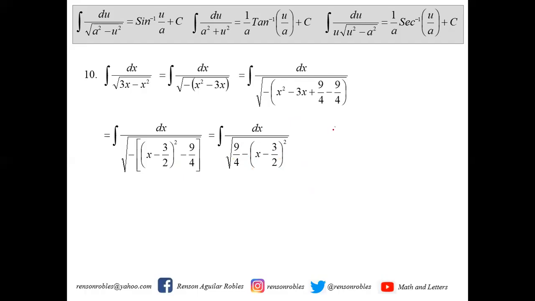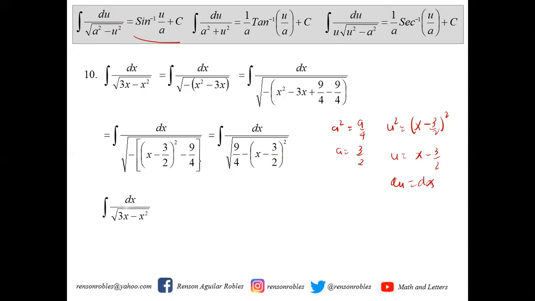From here, you can now see that your a squared is 9/4 and that a is equal to 3/2, and your u squared is the quantity x minus 3/2 squared, so your u is x minus 3/2, and du is dx. So we are now of the form of the integral of du over the square root of a squared minus u squared, and that leads us to an arcsine. Therefore, that will give us arcsine of u, that's x minus 3/2, over a, that's 3/2. Then you just get the reciprocal of this, multiply it to x minus 3/2, and that will lead us to arcsine of 2x minus 3 over 3. That's 2 times x and 2 times negative 3 halves.